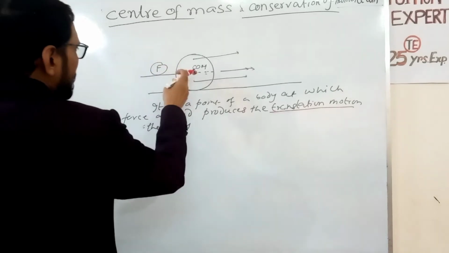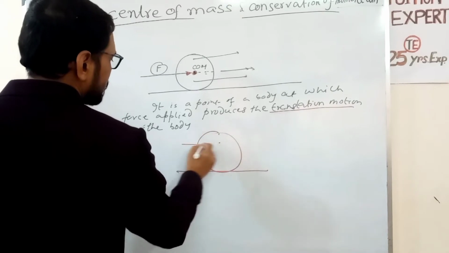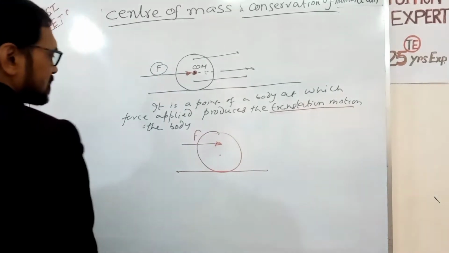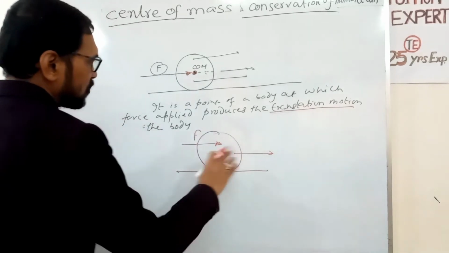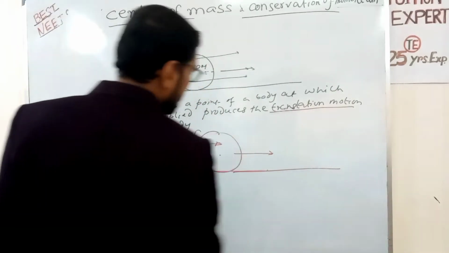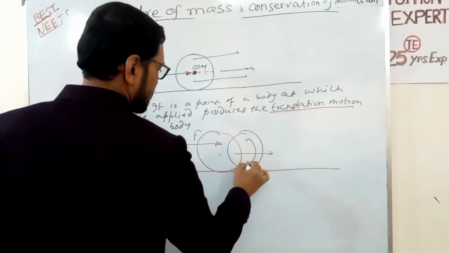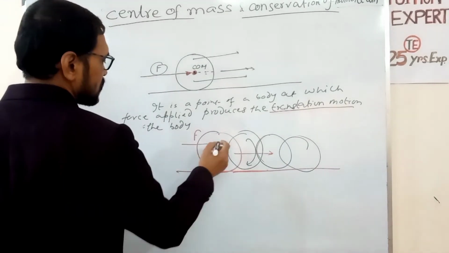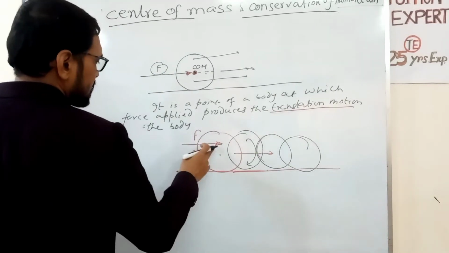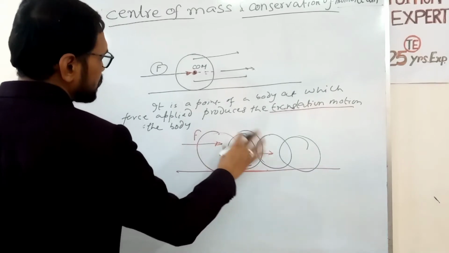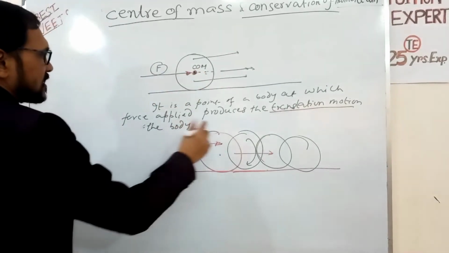Now if the force is not applied at the center of mass, what happens? Suppose this is a ball and the force is applied at this position, which is not the center of mass. Then it moves horizontally, that is, translation motion is produced along with rotational motion. Rotational motion means it moves like this. So if the force is applied at any point except the center of mass, then both rotational motion and translation motion are produced. If the force is applied only through the center of mass, then only translation motion is produced.